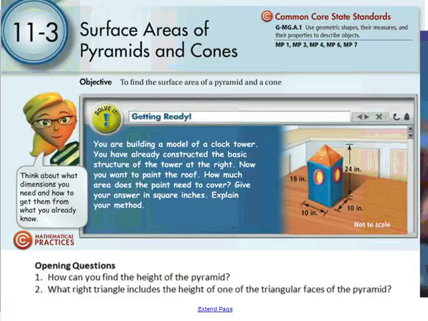Buzz Lightyear out. Alright, we're in section 11.3, and this is talking about surface area of pyramids and cones. If you've paid attention to section 11.2, some of that stuff's going to carry over, because that was about surface area of prisms and cylinders. It's a little bit different with pyramids and cones, and you'll see how in just a second.